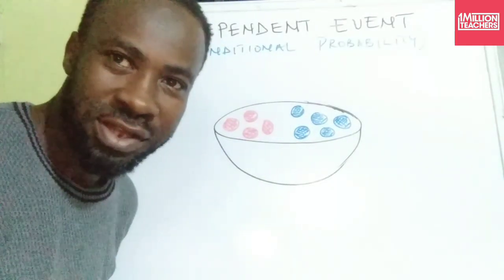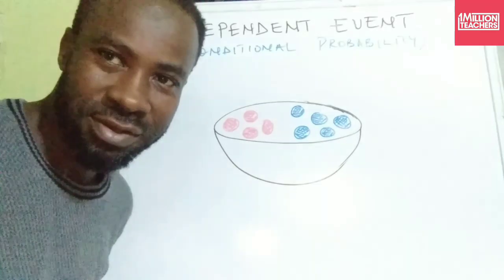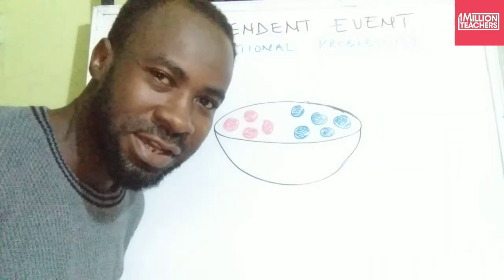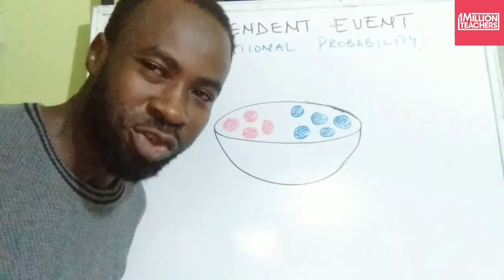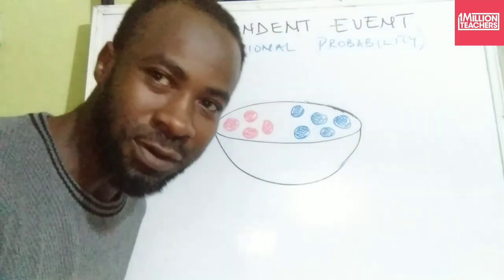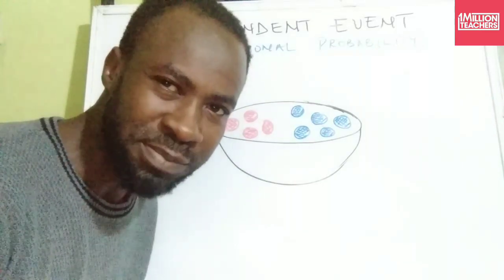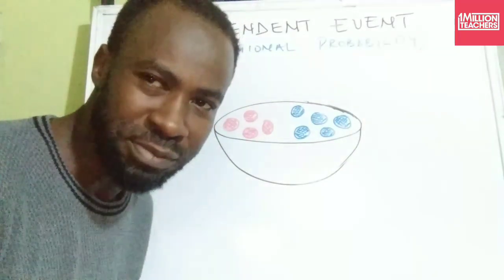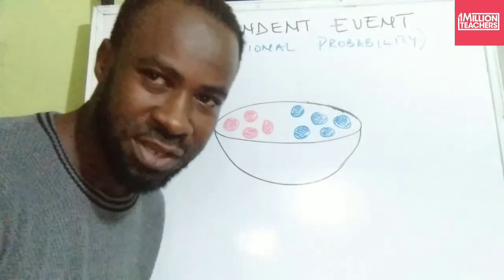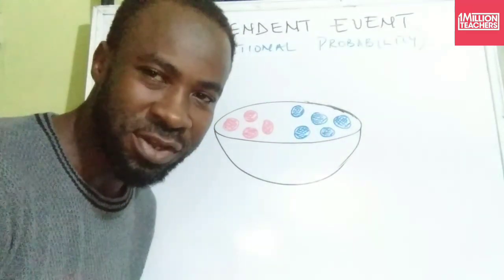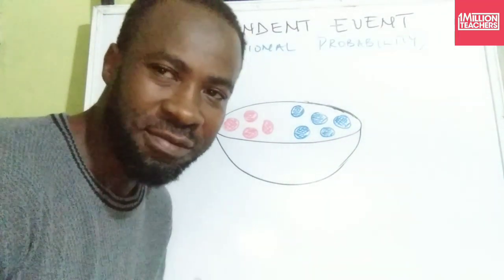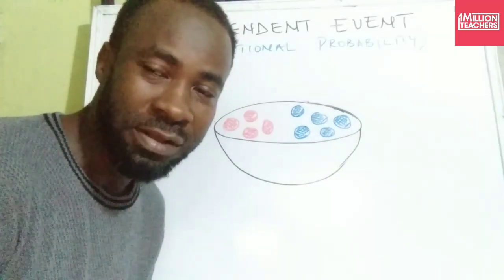Now, today we'll be looking at the dependent event. Recall that we have looked at the independent event and the mutually exclusive events before. So today we'll be looking at dependent event. Now, when we talk about dependent event, what does it really mean? Just as its name implies, it's talking about event that depends on another.